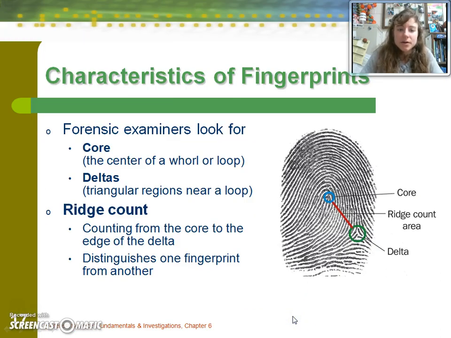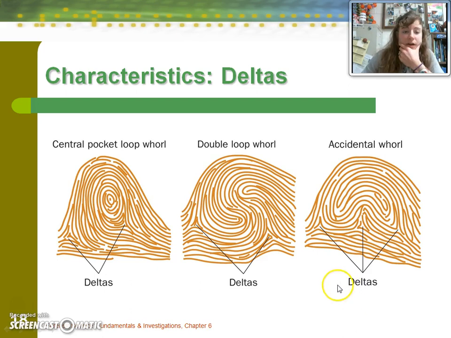Alright, so examiners not only look for the classification of fingerprints, but also much deeper than that. Classification would be first level detail. Second level detail would include minutia points. For example, the core, where the center of the loop or whorl exists, the deltas, which we've talked about, and then the ridge counts, the number of ridges between core and delta.